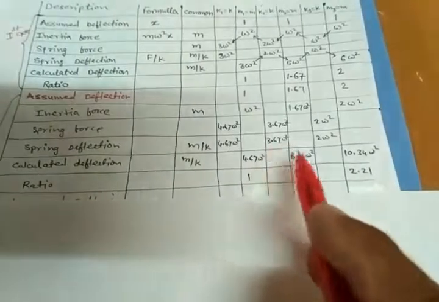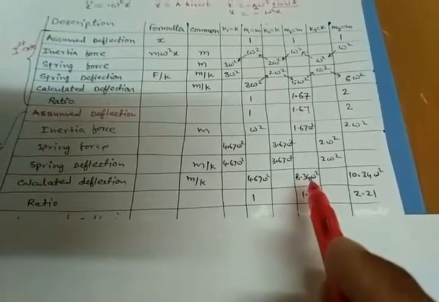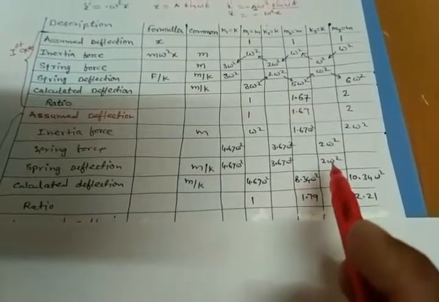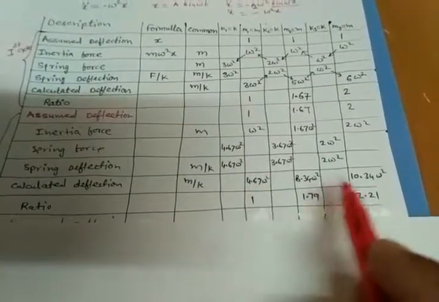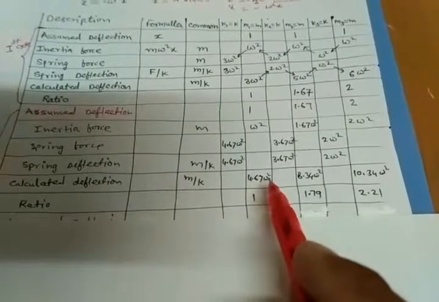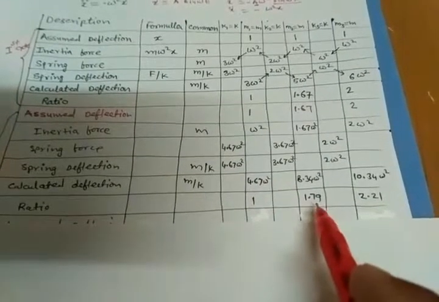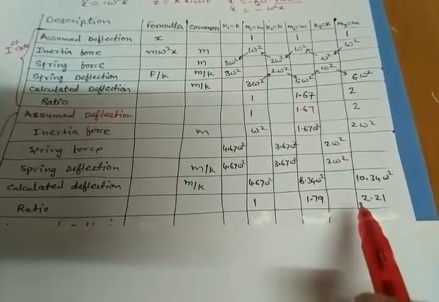So this is 4.67 omega square, and this will be 4.67 plus 3.67, so this is 8.34. And this is 8.34 plus 2, so 10.34. Then I will divide all these three values by 4.67 omega square. So 1, 1.79 and 2.21 I am getting.